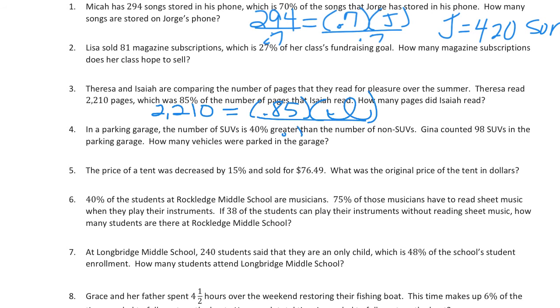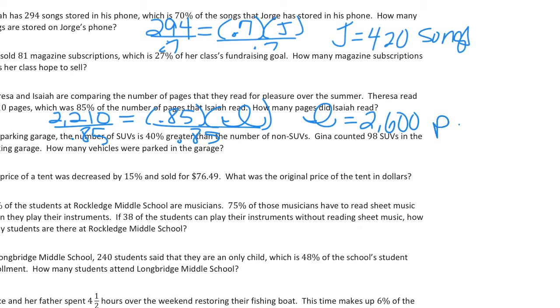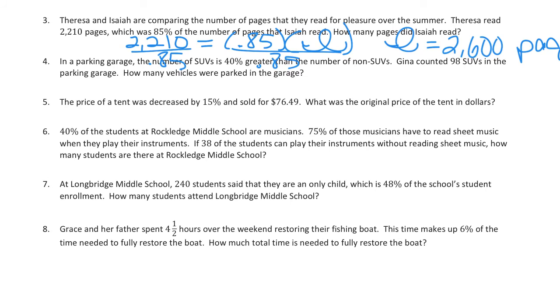So I divide both sides by 85. And Isaiah read 2,600 pages. Number 5, the price of a tent was decreased by 15% and sold for $76.49. What was the original price of the tent in dollars?